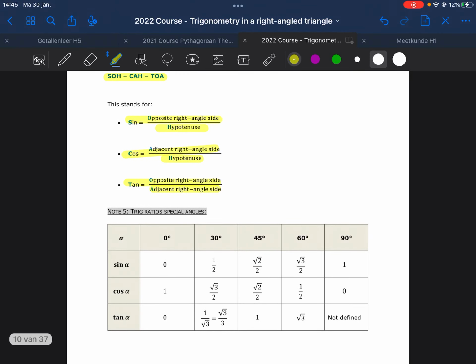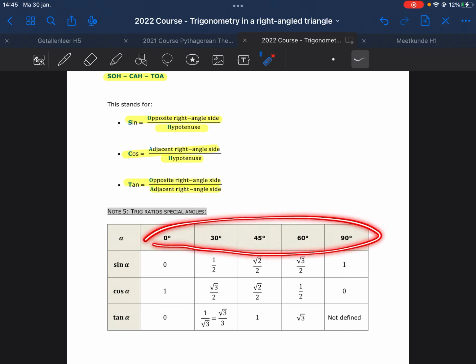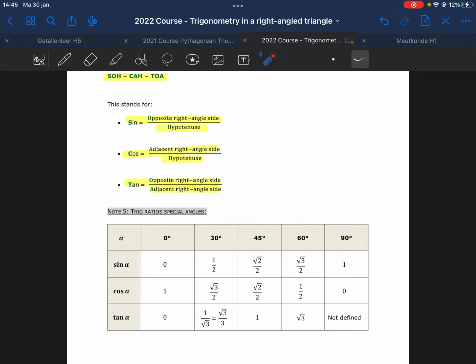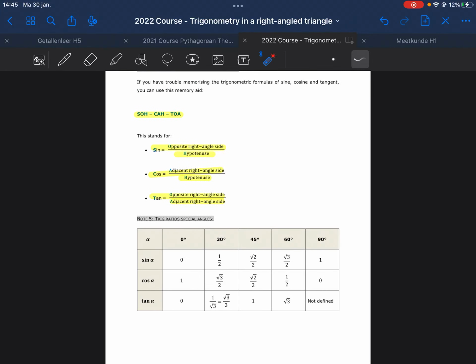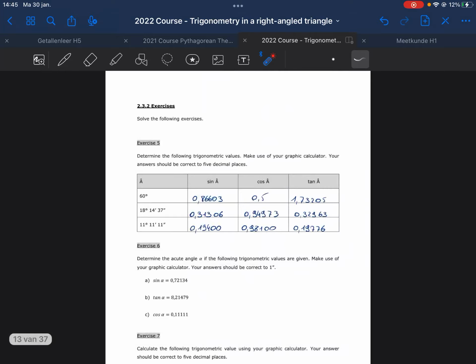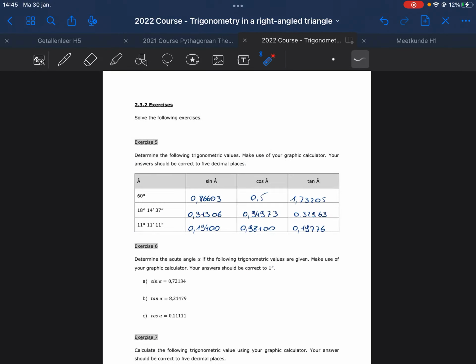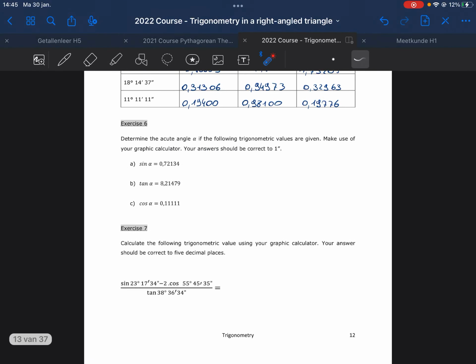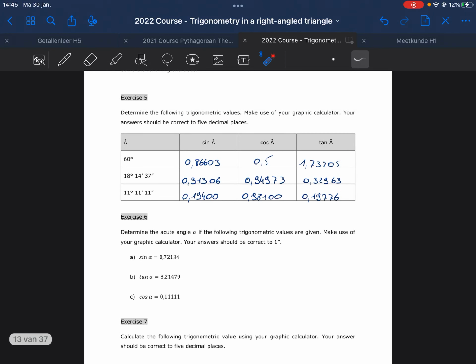There are also some special ratios right here. Well, the sine, cosine, and tangent of these angles are special, but we won't be looking too much into that right now. Before you can make the exercises starting from page 12, you have to know how to enter these into your calculator. And I will discuss that in the next video.